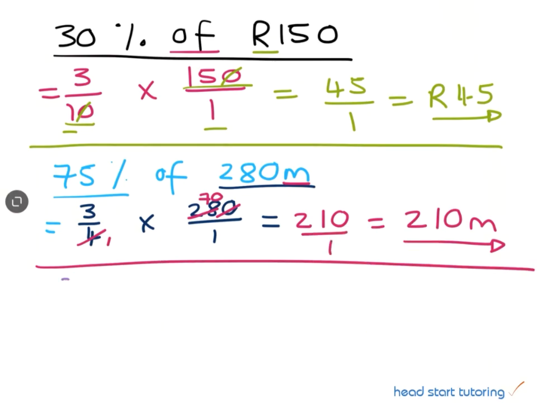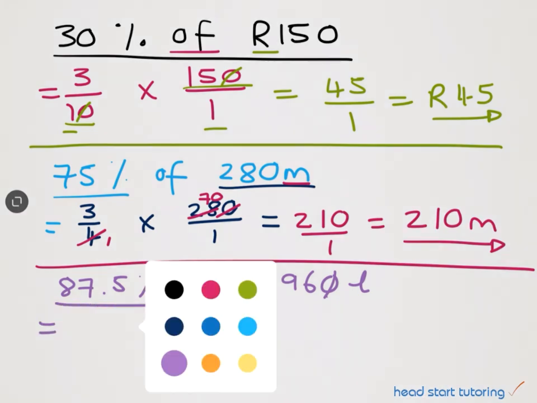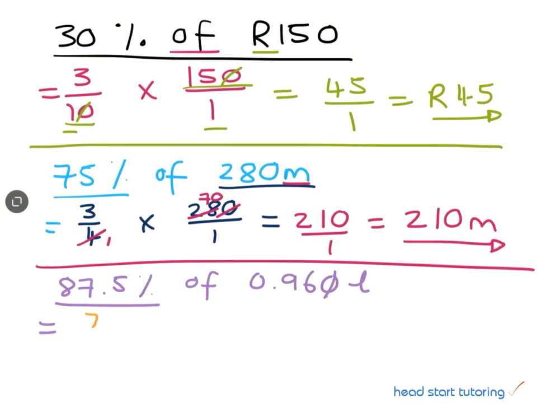Let's have a look at 87.5% of 0.960 liters, or just 0.96 liters. And what that will give us is we need to convert our percentage into a simplified fraction, which is equal to 7 over 8, and our of is a multiplication.